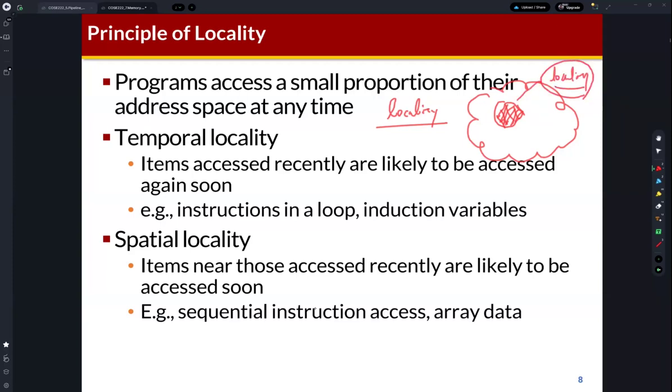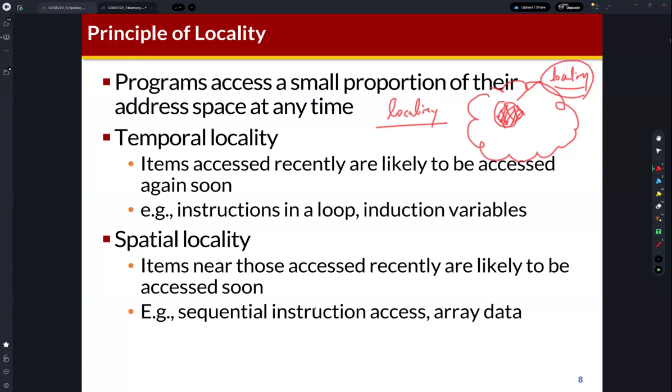Okay. So in the real world, we can observe locality, right? It is because we are physically constrained, right?